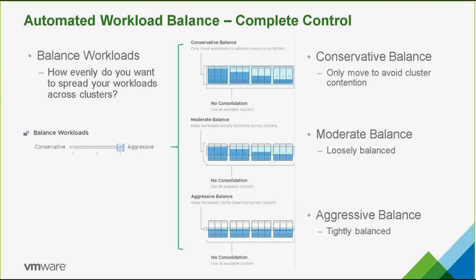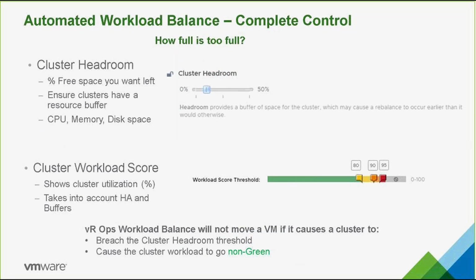The second is moderate balance, where you loosely balance everything across, and you're just worried about the high watermark of your headroom. And the third setting is aggressive balance, where you want to tightly balance everything because you want to make sure that everything is utilizing an equal amount of resources across all your physical resources available. Those are the three options available within the settings.